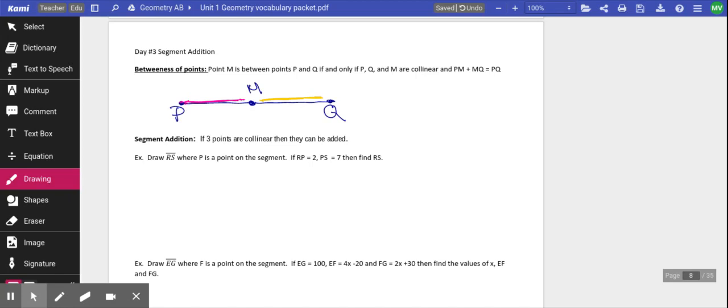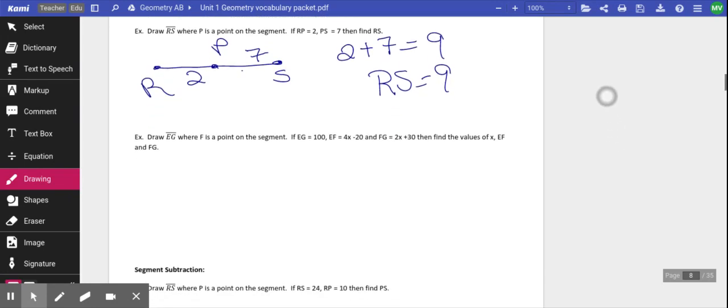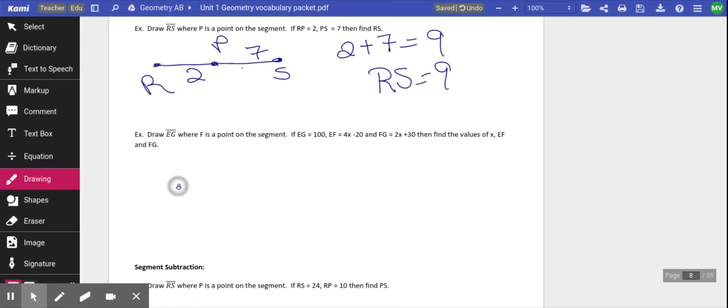So for our first example here, it says to draw RS. Point P is on RS, and it tells me RP is 2, PS is 7, so that means RS is 2 plus 7, which equals 9. Pretty simple.